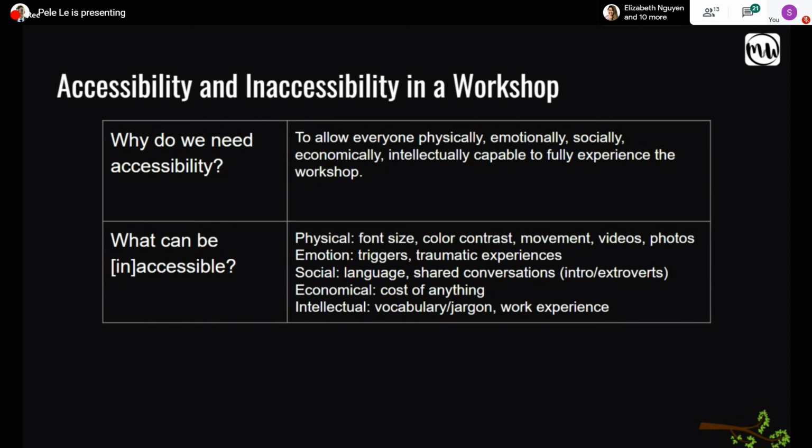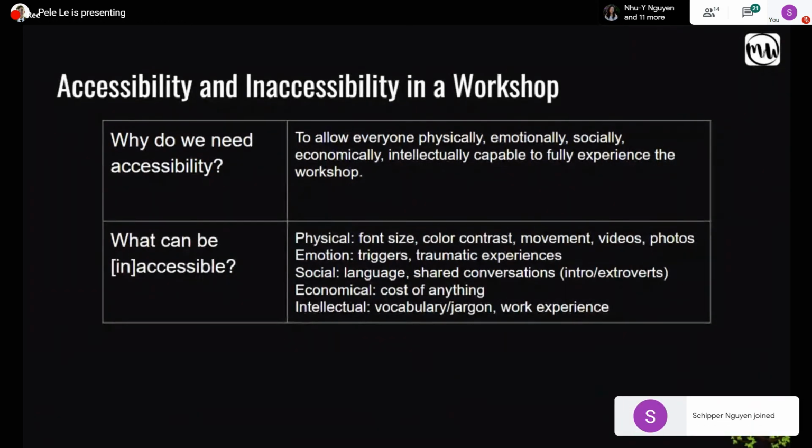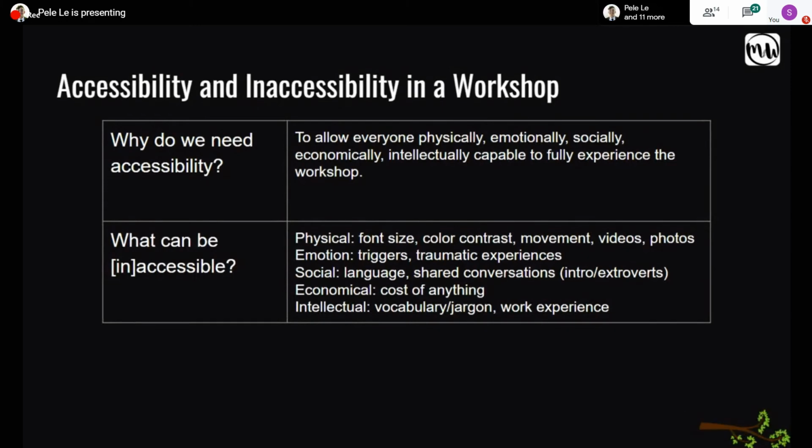When it comes to emotions, workshops can be, depending on the topic, triggering or emotionally disengaging. When doing specific workshops on mental health or any stigmas or things that may be triggering, it's important to be able to use language that is not causing that. So it's important to also remember those emotions.